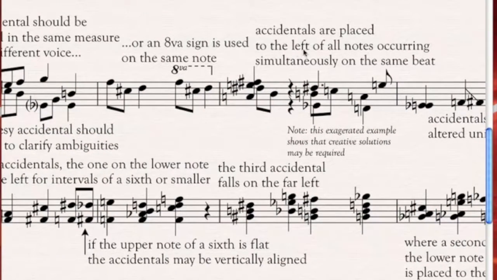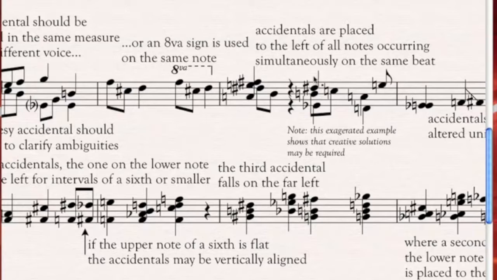Accidentals are placed to the left of all notes occurring simultaneously on the same beat. So all of these notes, and this quarter note and this first eighth note on D here, all that's occurring simultaneously on the same beat. So all the accidentals are placed to the left. That's to say that you don't want to try to squeeze an accidental in this space in front of this D sharp just so you can get the accidental close to that note. All accidentals go to the left when it's occurring on the same beat.